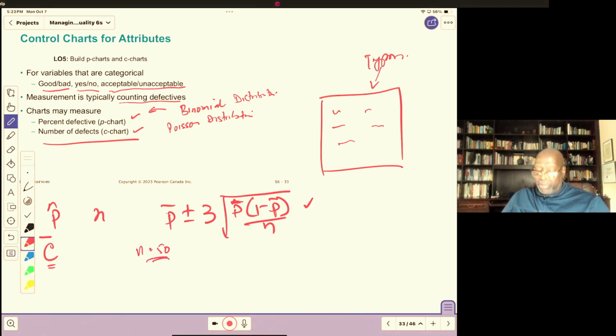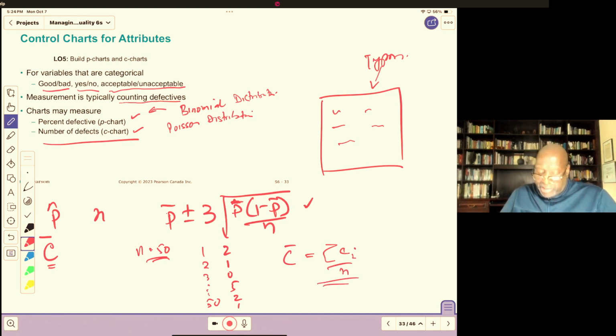And we're counting. So sheet 1, sheet 2, sheet 3, after sheet 50, you have 2 typos, 1 typo, 0 typos, 5 typos, 2 typos, 1 typo, etc., etc. And then if you average those, you will get C bar. C bar will just be the sum of the observations, right? We call it the sum of C_i over N.